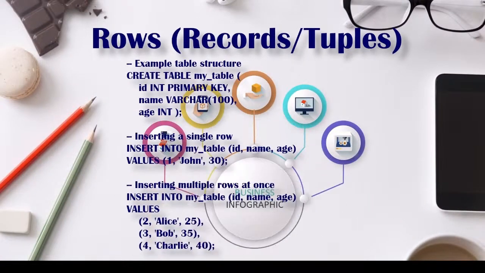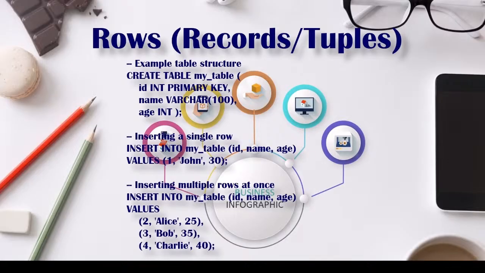Example table structure. Create table my table, ID int primary key, name varchar, age int. Inserting into my table, ID, name, age, values 1, John, 30.